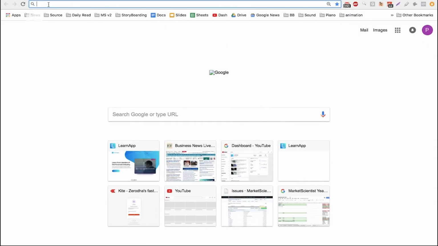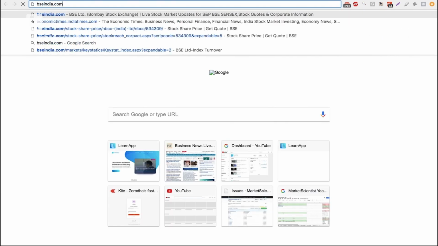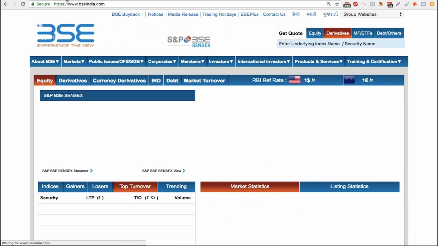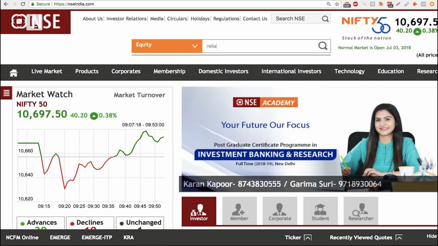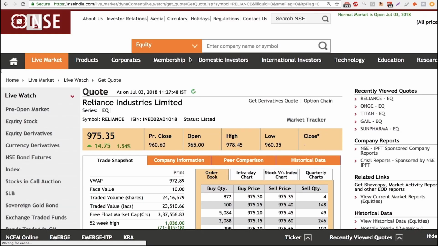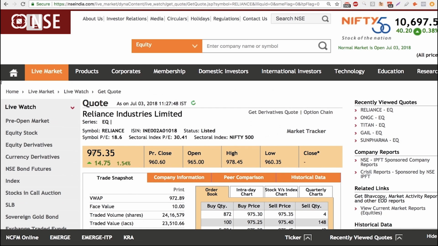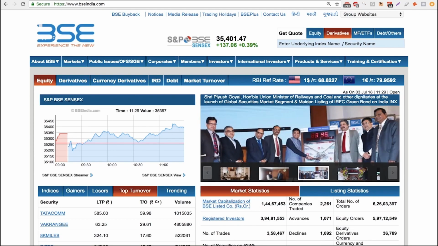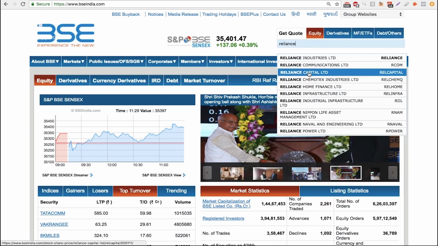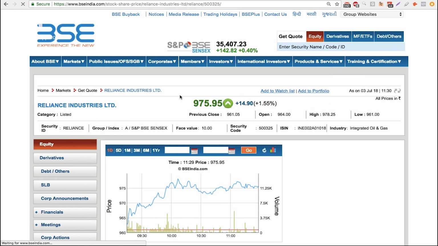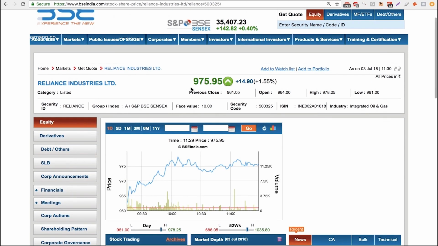So let's understand what equity, futures and spot actually mean. First, I'll open the National Stock Exchange website, and I'll also open the BSE India website, that's the Bombay Stock Exchange website. Now here we'll select equity. Let's select Reliance. Reliance is trading at 975 rupees. And on BSE, let's open Reliance again. You'll see we get all other Reliance companies. I'll select Reliance Industries. And we can see that it's trading at 975.95.